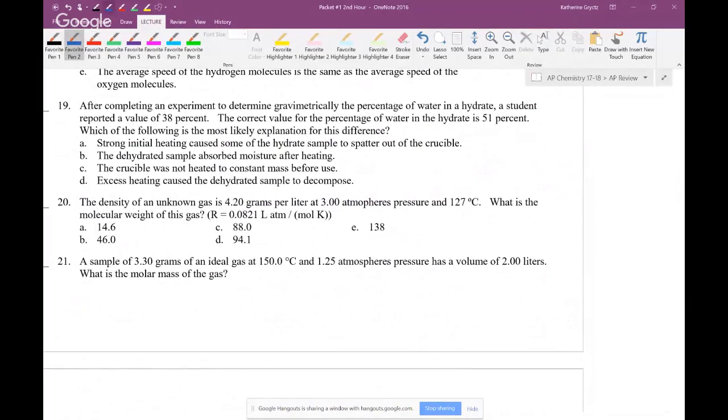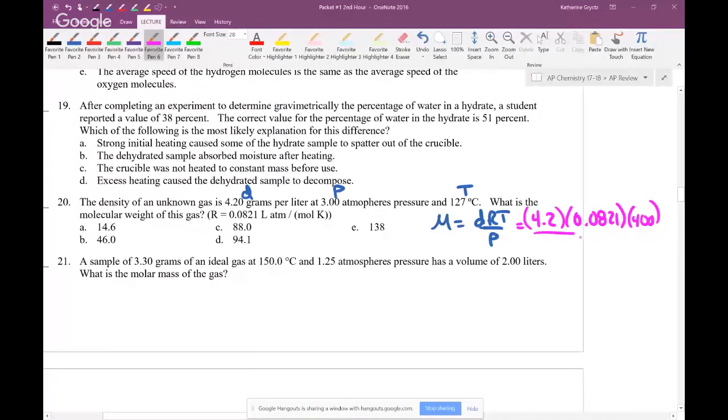Density of a number. Okay, so this is D, D, T, this is T. Oh, this one's just plugging in, right? This would be dirt over P. So you'd have to do this without a calculator. I think this was developed before they took that away, but we're going to try to estimate. Okay, so 4.2 times. Yeah, you already wrote that down.